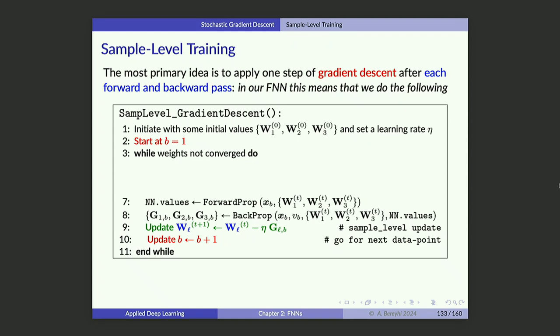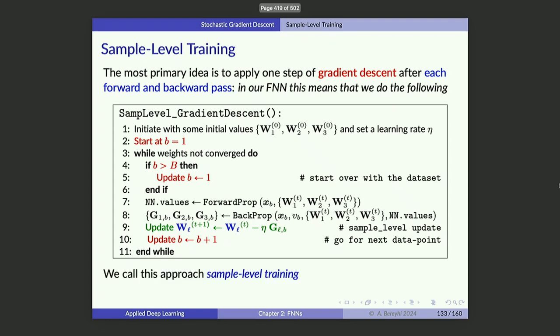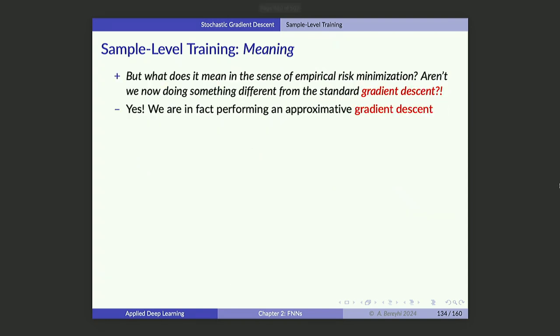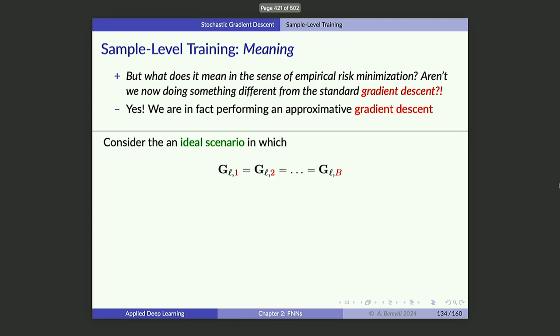So, any questions? So you got the idea, right? So now you keep on doing it, and what happens if you get into your final data point or final sample inside this training data set, and you want to keep on iterating? What would you do? Start over, exactly. So if you end up with the whole points inside your data set, you again start over. You keep doing this, right? Clear? So this is what we call sample level training.